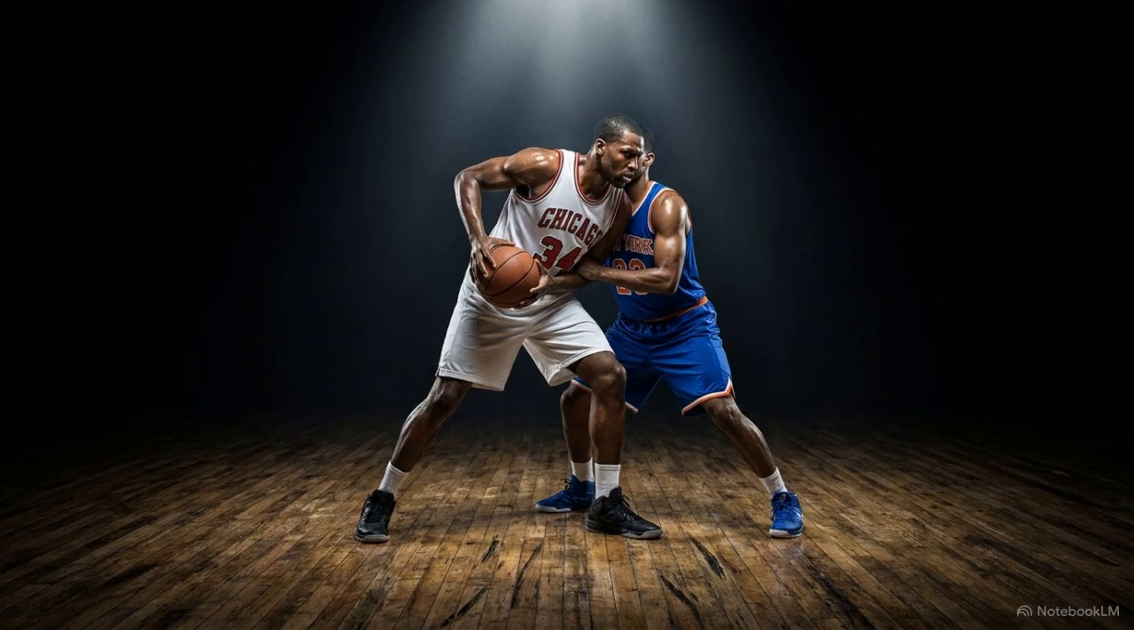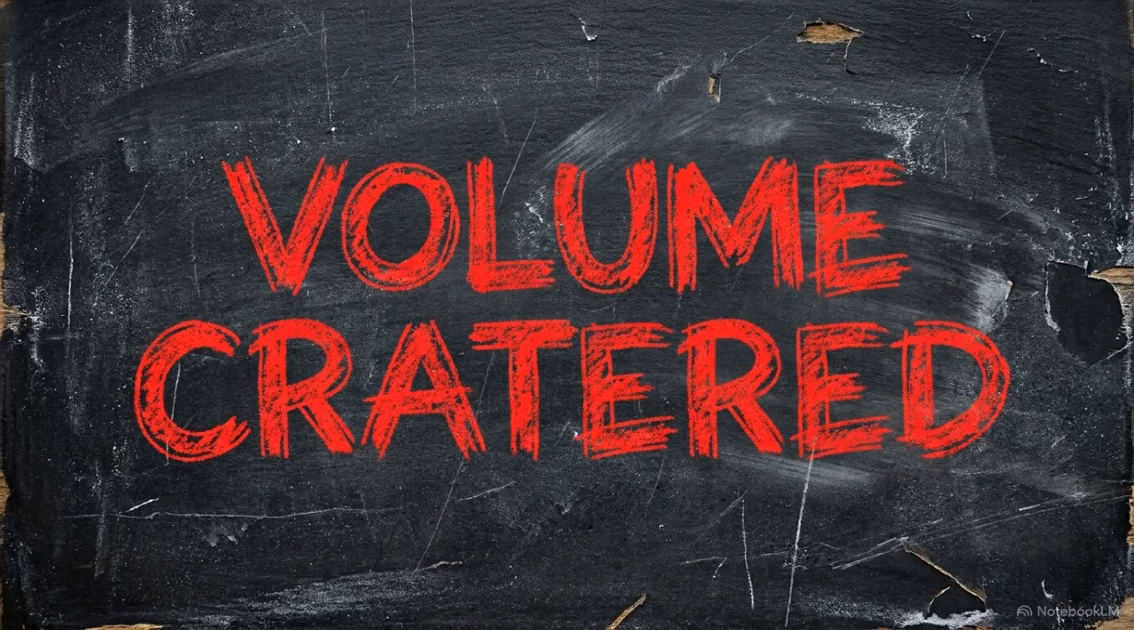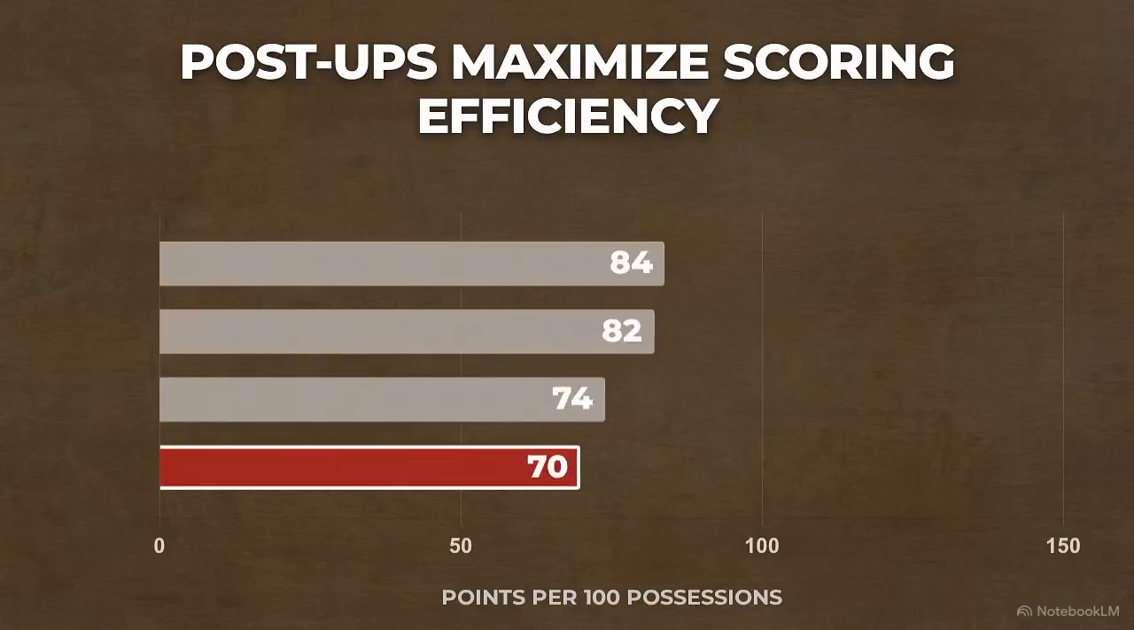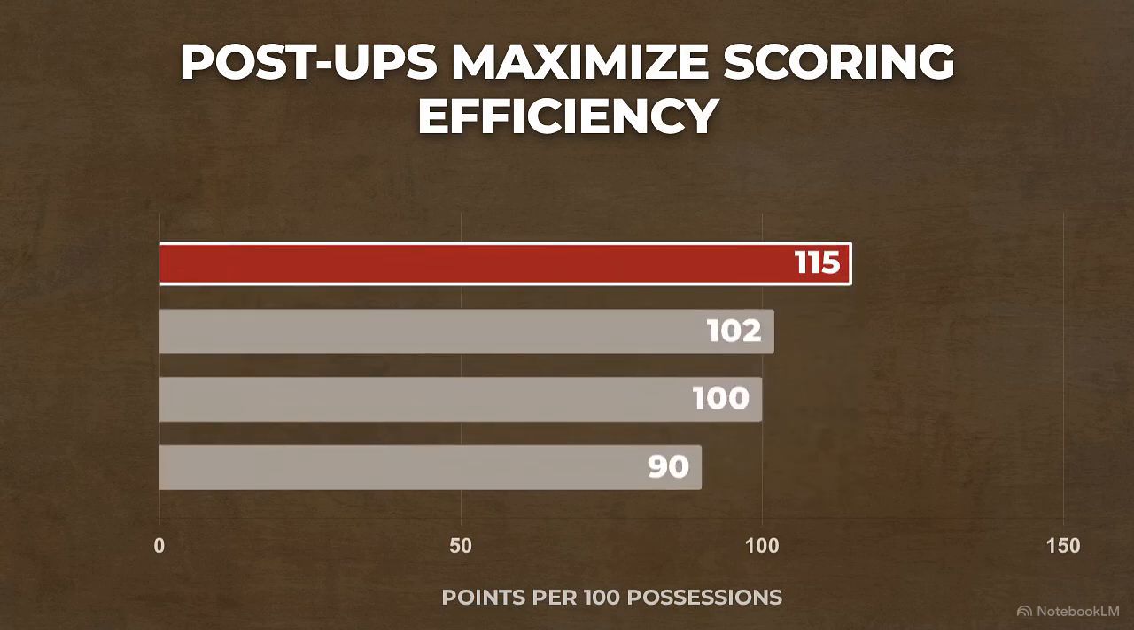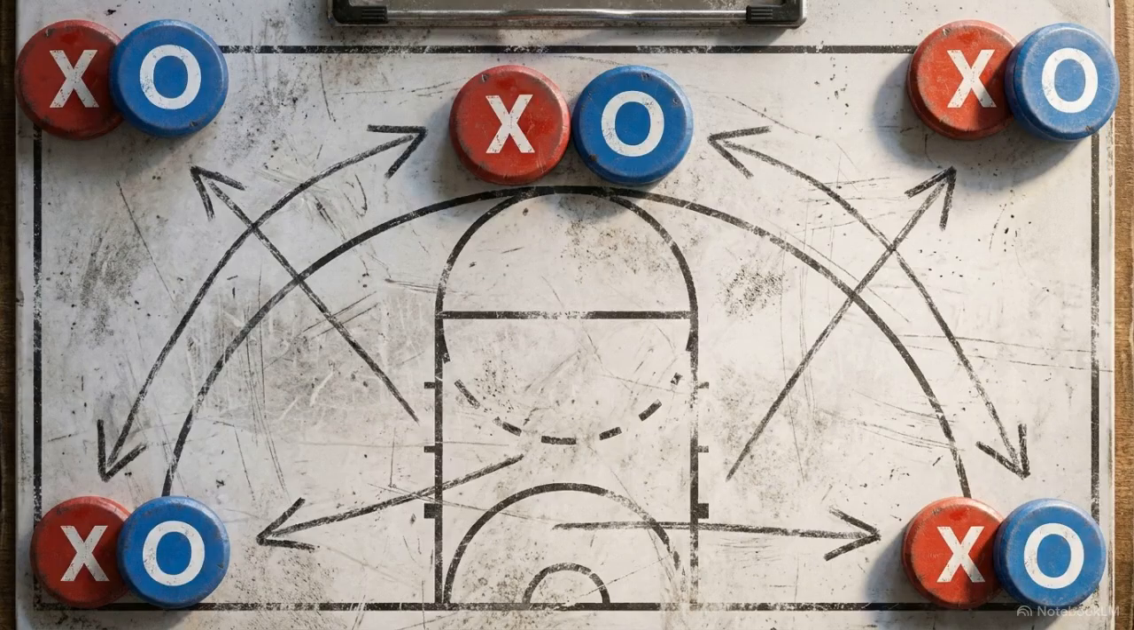Consider the post-up. Over the last decade, teams abandoned back-to-the-basket plays, and total volume collapsed by 66%. This chart compares the efficiency of every half-court action type. Despite the drop in usage, the data shows post-ups have become the single most efficient way to score in the half-court.